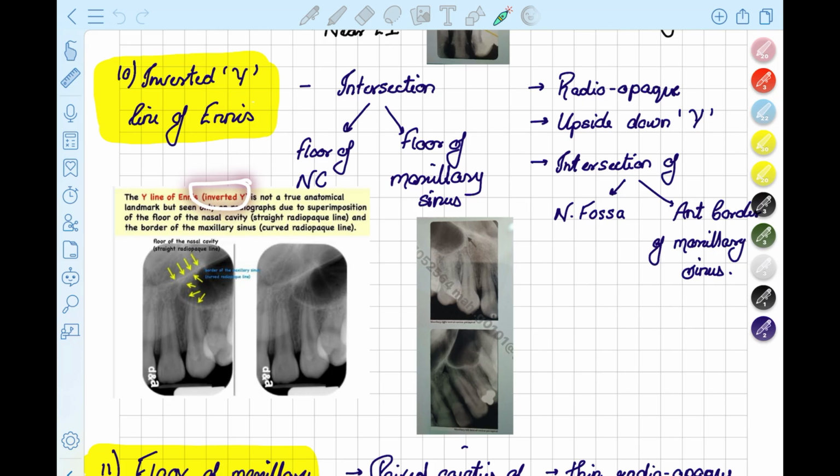or inverted Y. It is not a true anatomical landmark but is seen only on radiograph due to superimposition of the floor of the nasal cavity, a straight radio-opaque line, and the border of maxillary sinus, a curved opaque line. The maxillary sinus appears curved while the floor of nasal cavity appears straight. This is the Y line of Ennis.